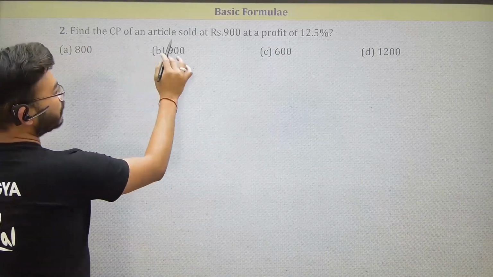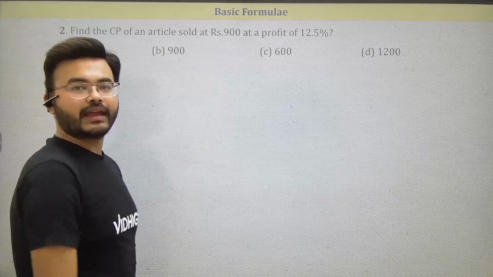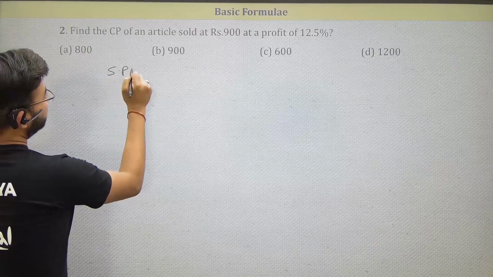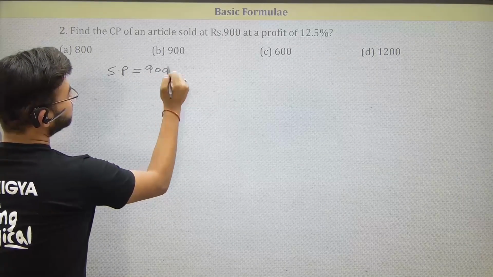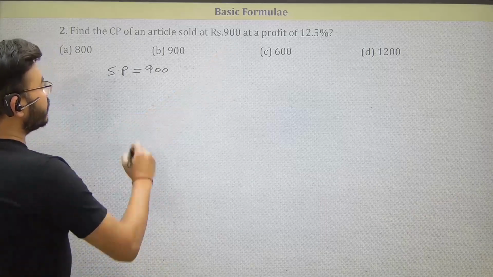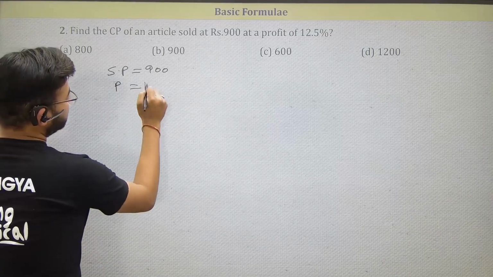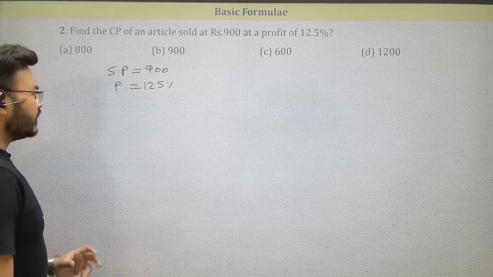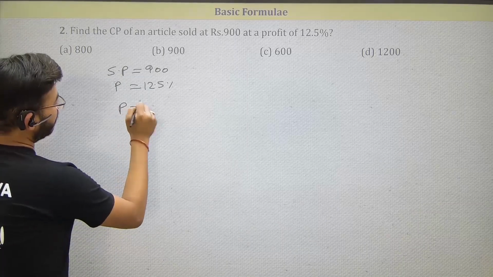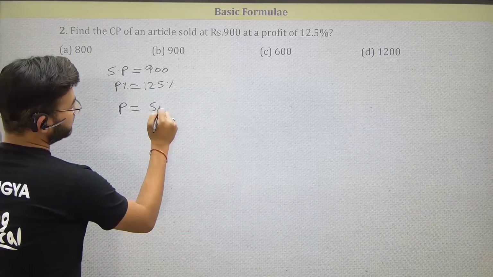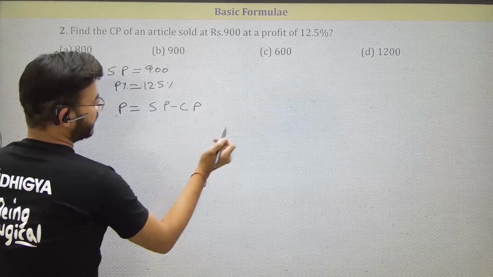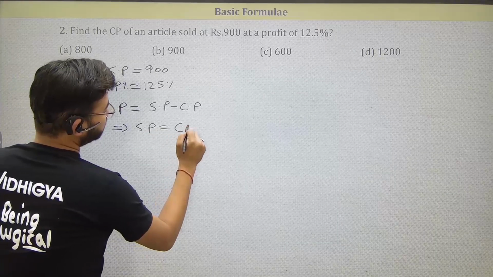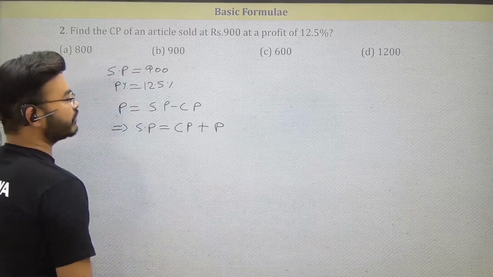Now let's try to solve the second question. An article is sold at rupees 900. That means the selling price of the article is given to us. The selling price is 900 rupees. It is sold at a profit of 12.5%. So profit percent is 12.5%. Now, one interesting thing to note is that profit is normally selling price minus cost price. This implies that selling price is cost price plus profit.